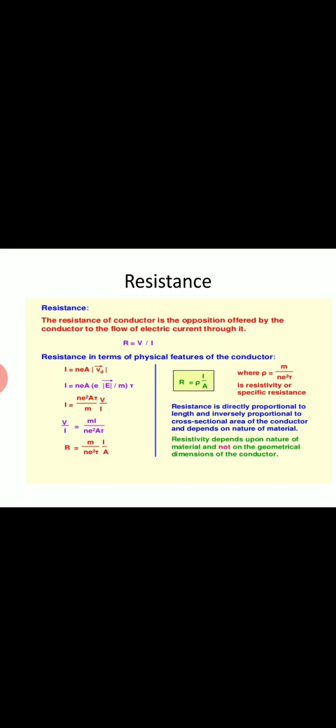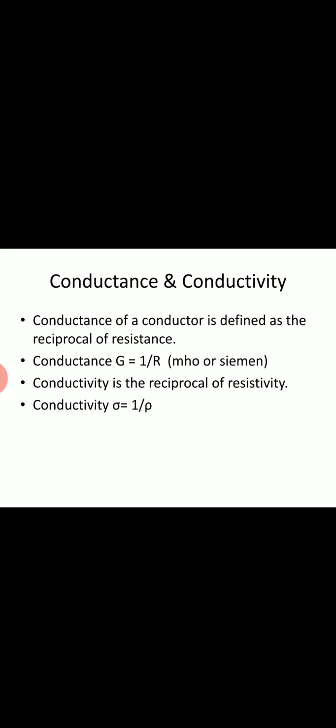These are a few terms which are very helpful in studying. What is resistance? What is resistivity? Similarly, what is conductance? The conductance of a conductor is defined as the reciprocal of its resistance. It is denoted by capital G and its units are mho or Siemens. And the reciprocal of resistivity is called conductivity, and it is denoted by sigma.